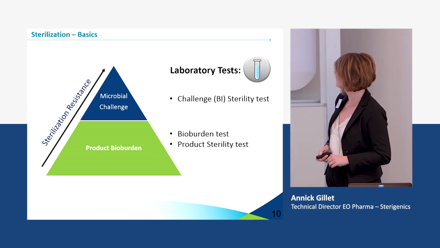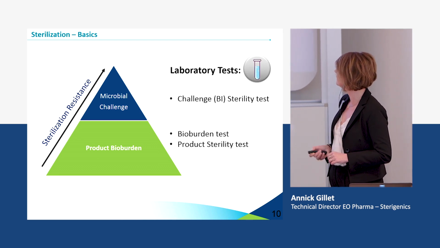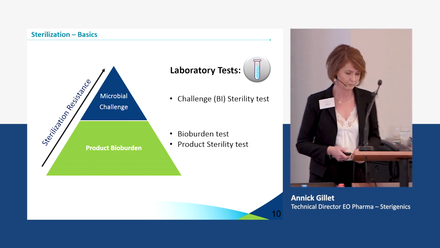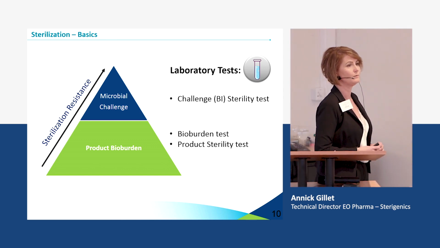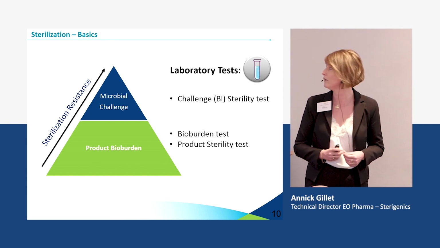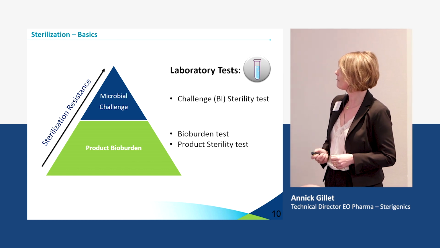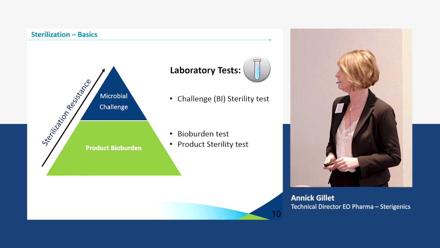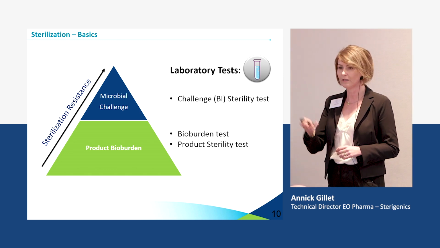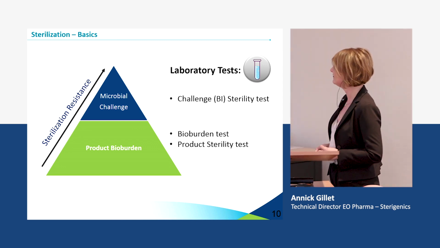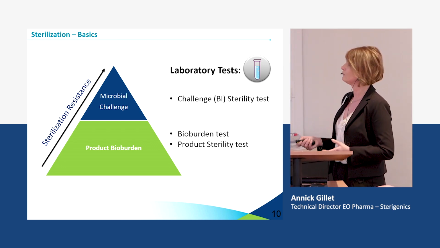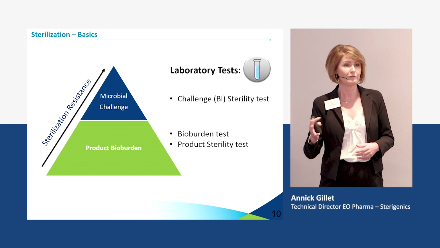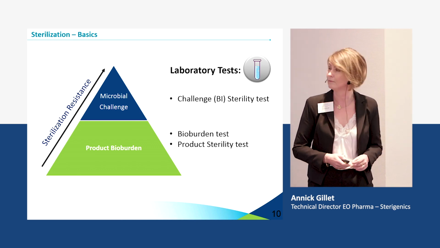The associated laboratory tests for that phase are for the product bioburden. We do bioburden tests, of course, before sterilization, and we do product sterility tests after the sterilization. For the BI, we call it the challenge or BI sterility tests. These are the tests done by our colleagues at Nelson, but definitely that's to demonstrate that pyramid of resistance. And it's the same principle, whatever sterilization method you select.